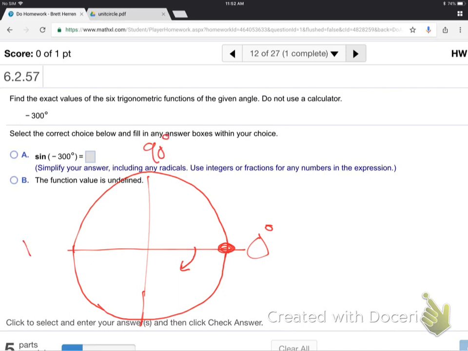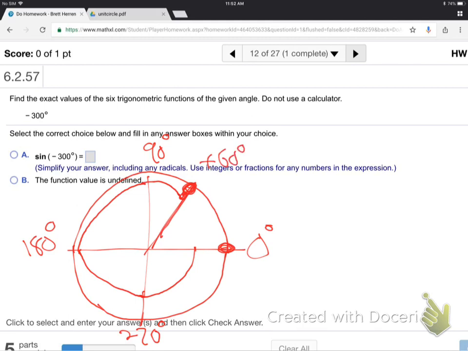This is 90. Remember this from your trig days? 90, 180, 270. Positive. I'm going negative. So I'm going to go negative 90, negative 180, negative 270. It's going to be about right there. It's going to be a positive 60 degrees. So this is the angle, negative 300. Did y'all see that? Negative 300 degrees is the same as positive 60.